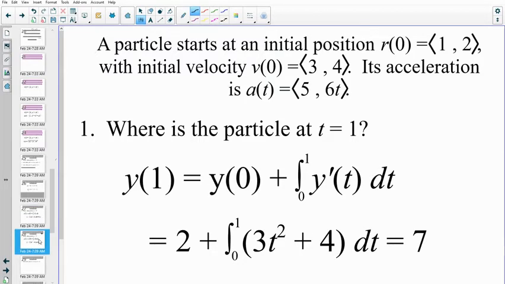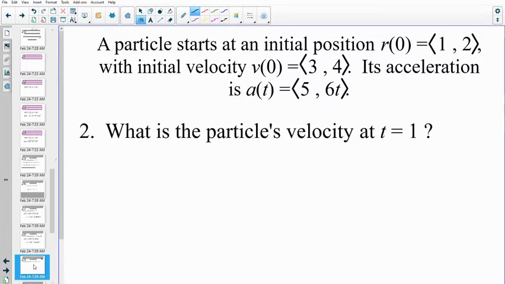And they do the same thing for the y value. I know that it was at 2, and then between 0 and 1, it changes according to the integral of the rate. And so I again plugged this into my calculator, and I found that the y-coordinate was 7. So the answer to this question is, I forgot what it was. The x-coordinate is 6.5, and the y-coordinate is 7. So there we go. That's where it is at time equals 1.